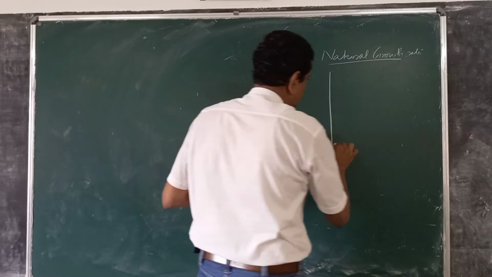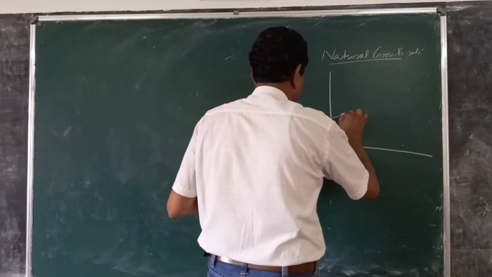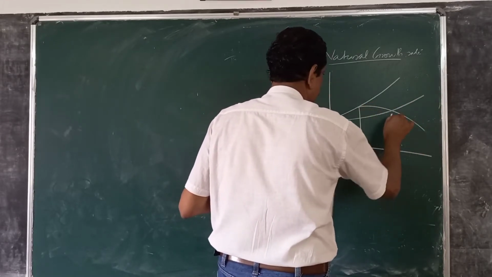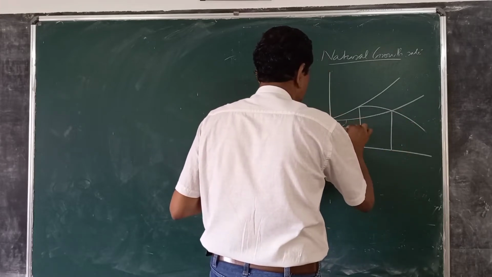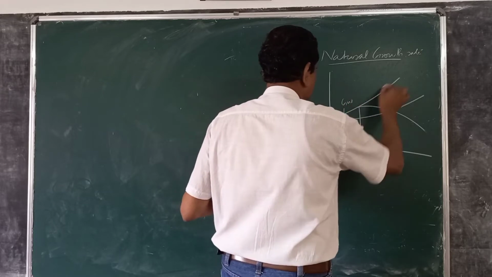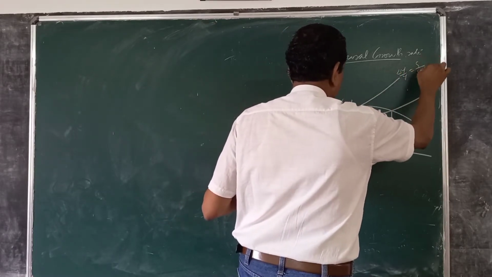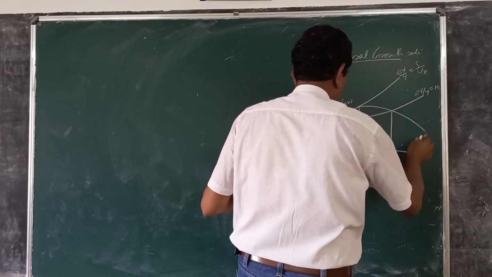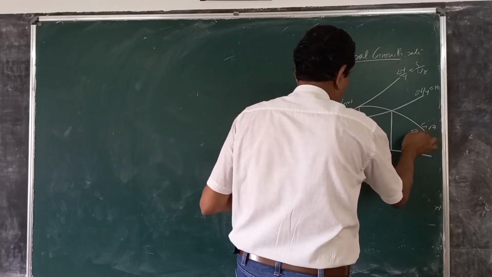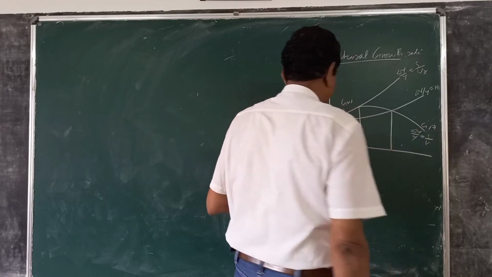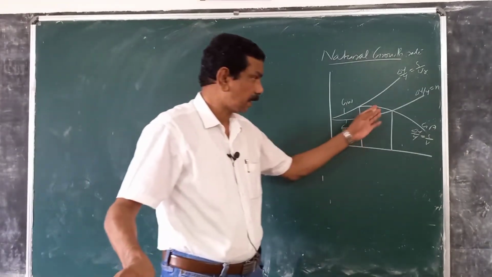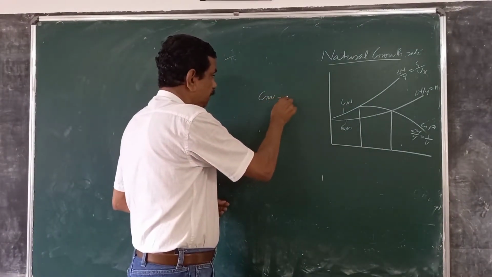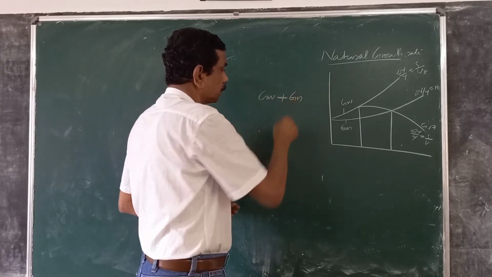Now, consider this graph. This is Gn, this is Gw, delta y by y is equal to s by v r, delta y by y is equal to n, and this is Ga, delta y by y is equal to s by v. Now, let us see what happens if Gw is not equal to Gn.